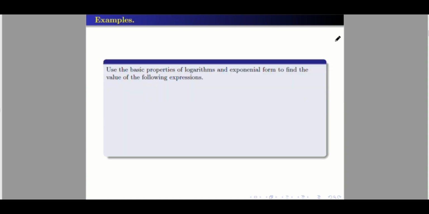Okay, so use the basic properties of logarithms. And of course, we'll compare this one to exponential form to find the value of the following expressions. So we have these 5 logarithmic expressions. So let's start with number 1.